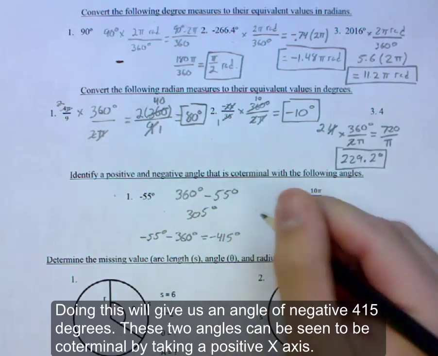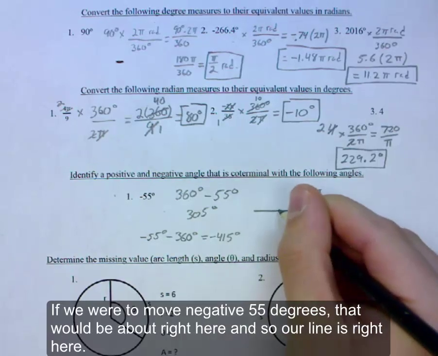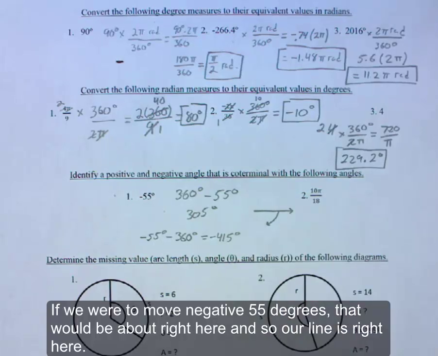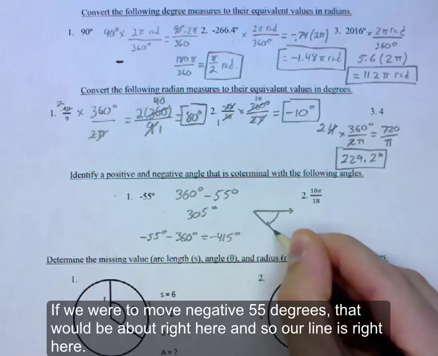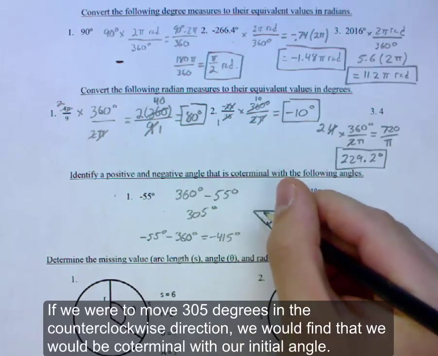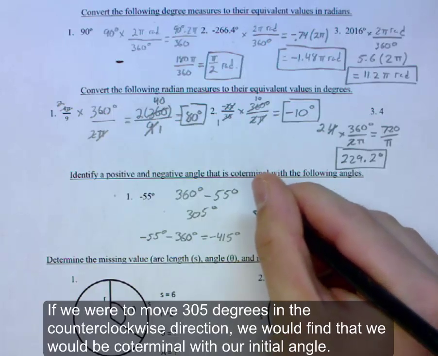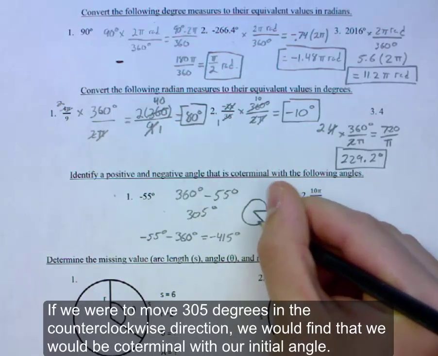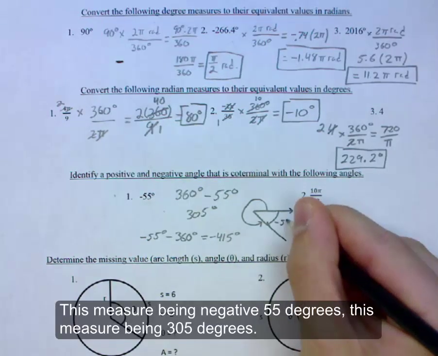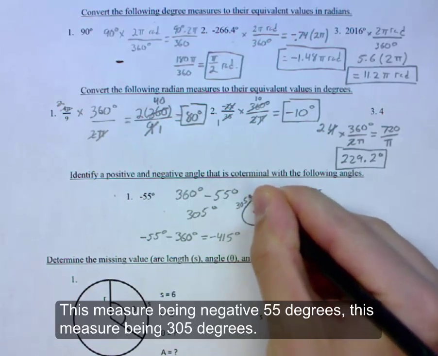These two angles can be seen to be coterminal by taking a positive x-axis. If we were to move negative 55 degrees, that would be about right here. And so our line is right here. If we were to move 305 degrees in the counterclockwise direction, we would find that we would be coterminal with our initial angle. This measure being negative 55 degrees. This measure being 305 degrees.